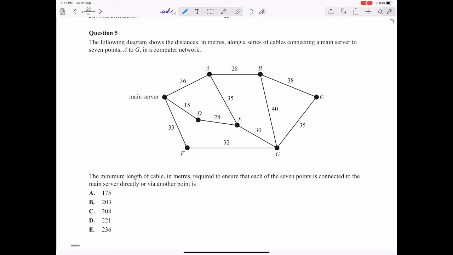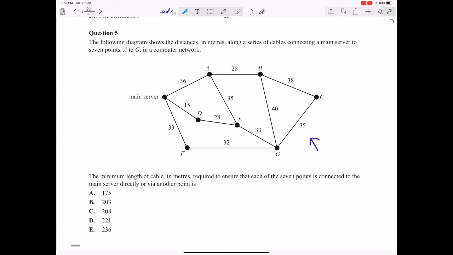Question 5. The following diagram shows the distance in meters along a series of cables connecting a main server to 7 points A to G in a computer network. The minimum length of cable in meters required to ensure that each of the 7 points is connected to the main server directly or via another point is... So basically the question is just asking us to find the minimum spanning tree for this graph over here.